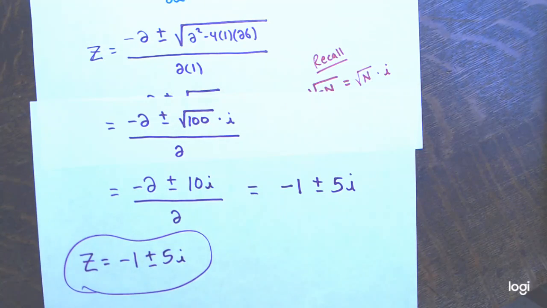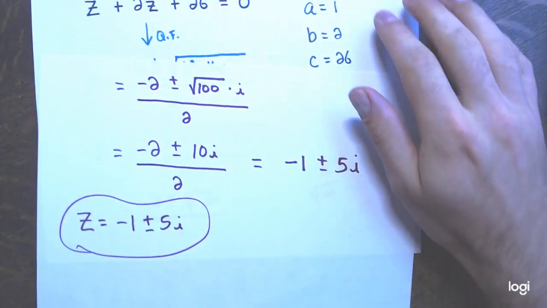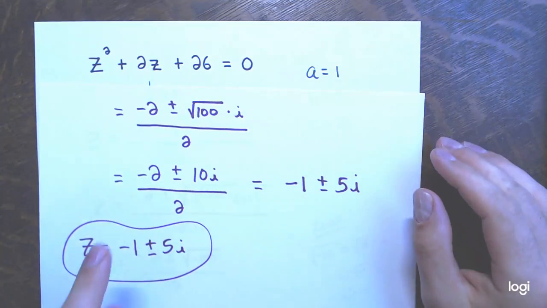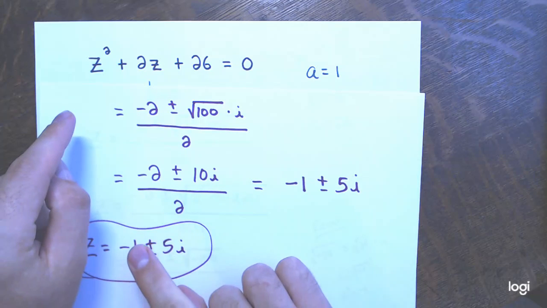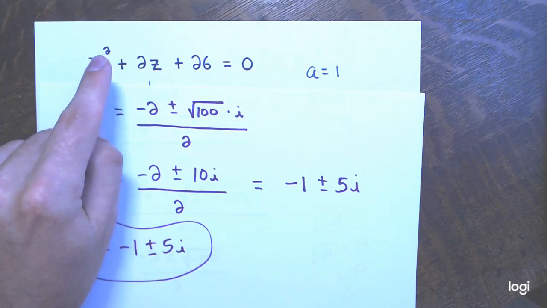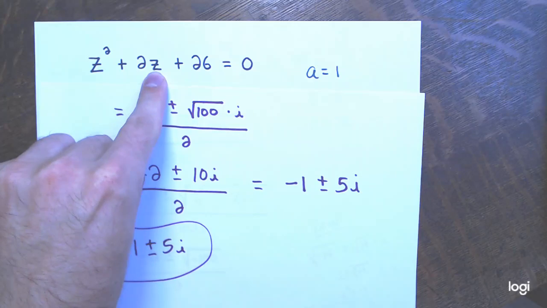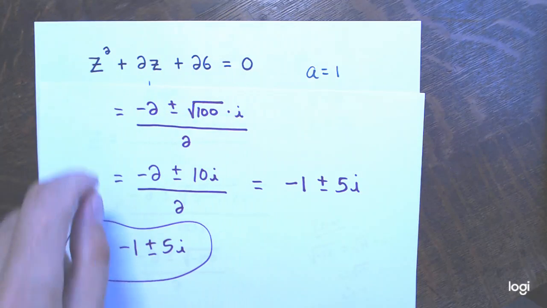Now again, checking these would be a little trickier. You could plug in, let's check negative 1 plus 5i. If you plug in negative 1 plus 5i, you'd have negative 1 plus 5i squared. So you'd have to take negative 1 plus 5i times negative 1 plus 5i and then FOIL. And remember, every time you see i squared, that's actually negative 1. And combine like terms, and then you have negative 1 plus 5i here, distribute the 2, and you would see that you'd get 0 equals 0.